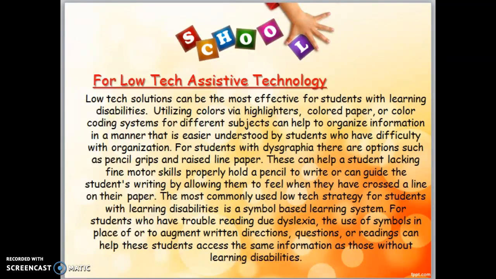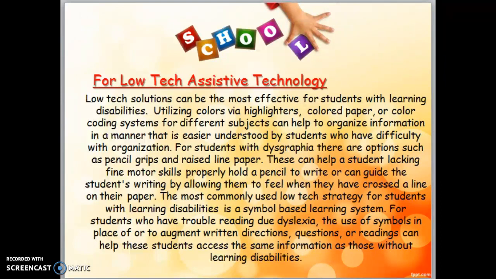For low-tech assistive technology, these solutions can be the most effective for students with learning disabilities. Utilizing colors via highlighters, colored paper, or color coding systems for different subjects can help to organize the information in a manner that is easier understood by students who have difficulty with organization. For students with dysgraphia, there are options such as pencil grips and raised line paper. These can help a student lacking fine motor skills properly hold a pencil to write, or can guide the student's writing by allowing them to feel when they have crossed a line on their paper.